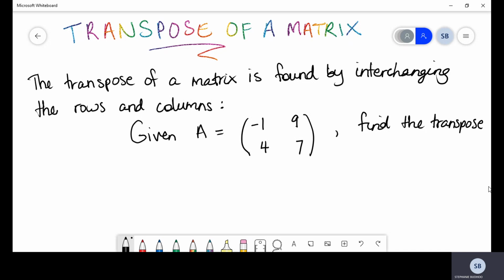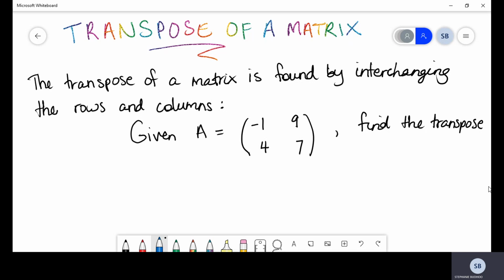So exactly what is the transpose of a matrix? When you think about the word transpose, what comes to mind? Transpose sounds like something's changing or transforming, right? And if that's what you were thinking, you are correct. The transpose of a matrix is simply found by interchanging its rows and columns.